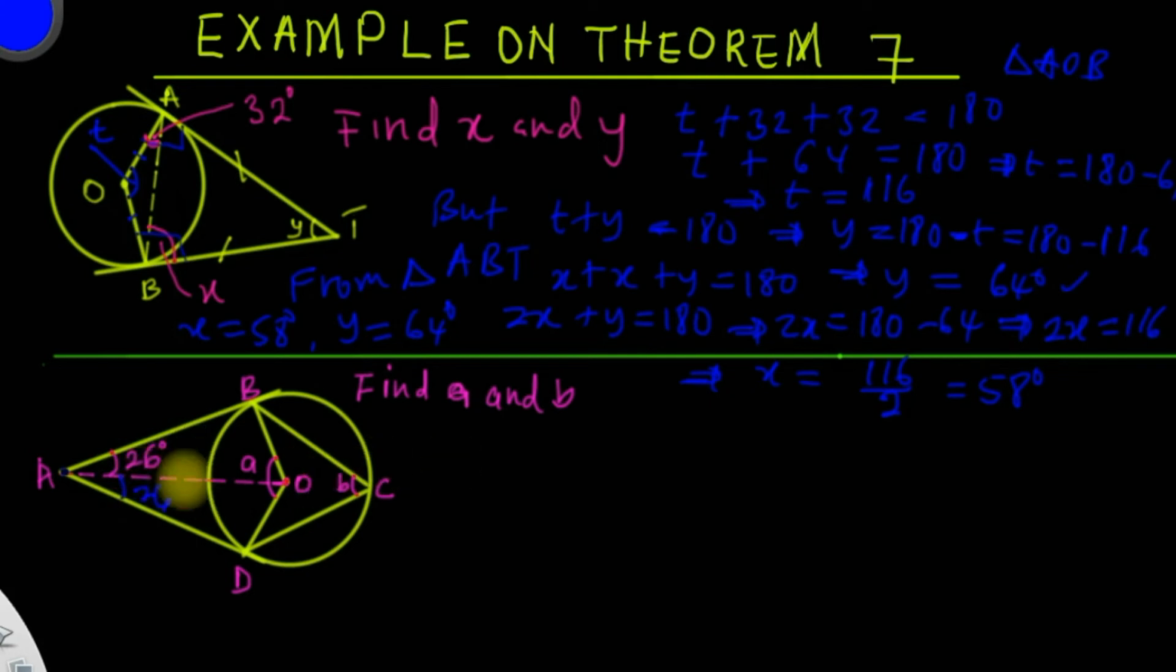Fine. So we have 26. It means that 26 plus 26, what do we get? We get 52. Okay.